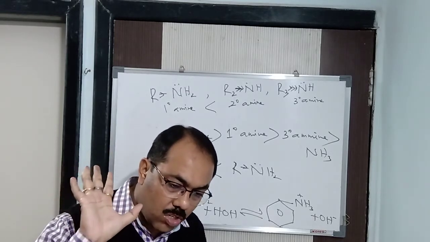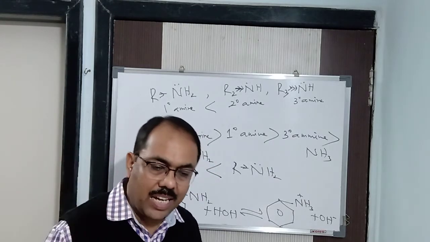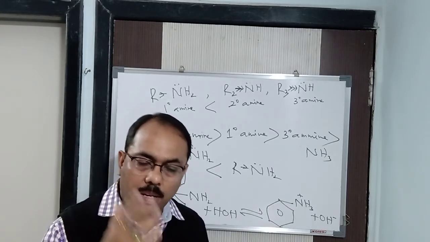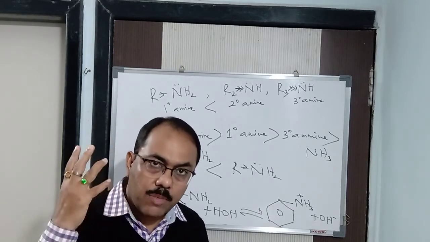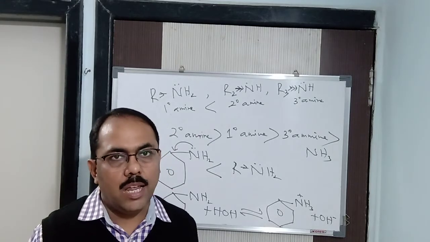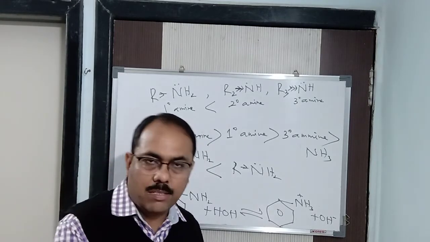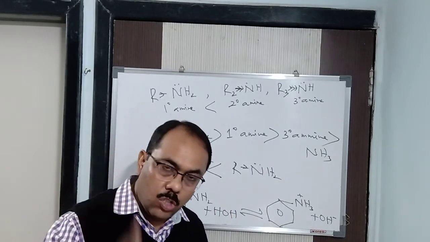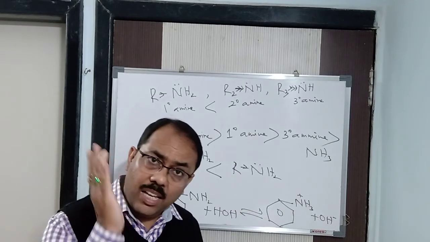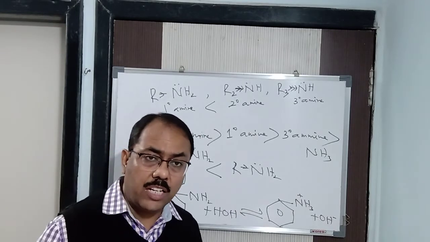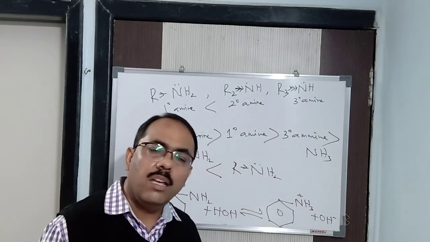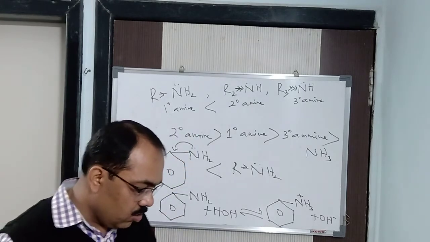The presence of an electron withdrawing group will decrease the basic character, because it will withdraw electrons from nitrogen. So the polarity of the nitrogen atom is going to decrease, due to which OH minus ion will not be readily released, and hence the basic character decreases. So an electron donor group increases the basic character, an electron withdrawing group decreases the basic character. Again I repeat, I have told you very clearly.